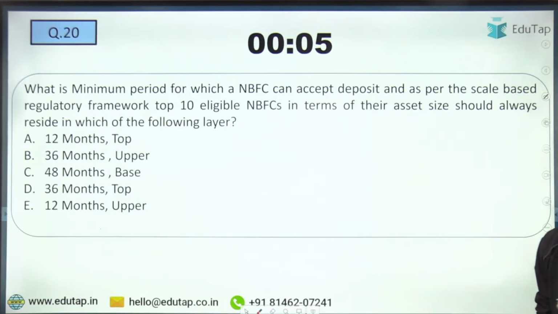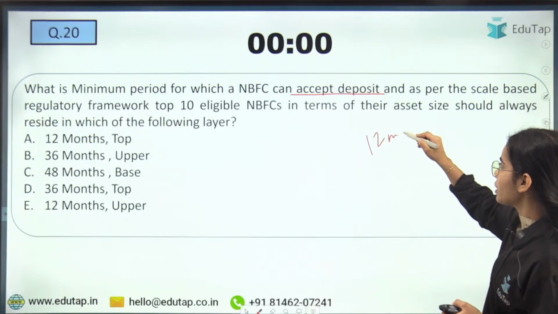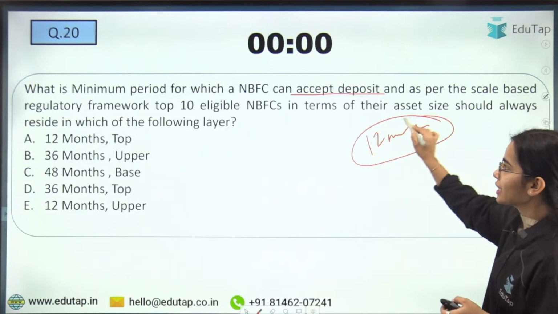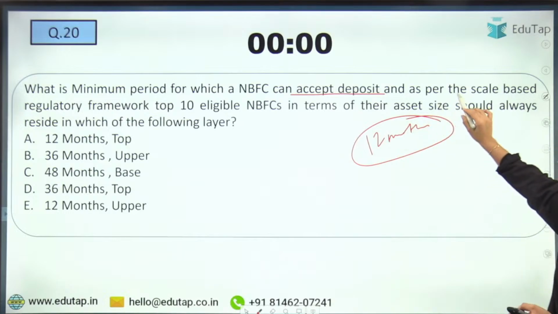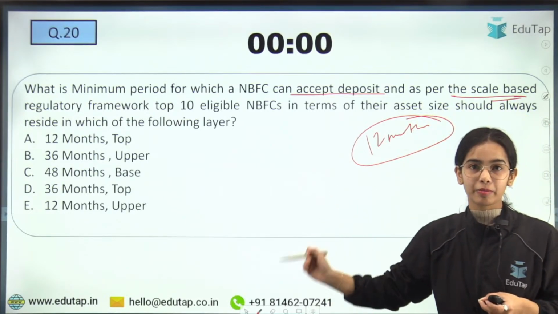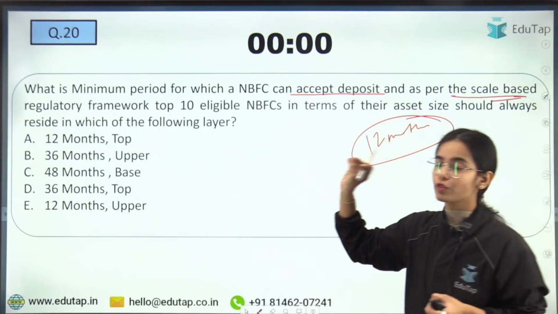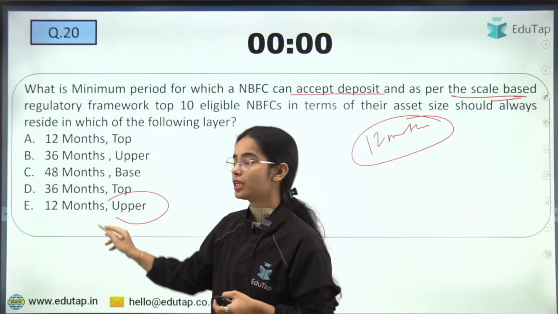What is the minimum period for which a NBFC can accept the deposit? That is 12 months. 12 months is the minimum period for which the NBFC can accept the deposits. And as per the scale-based regulatory framework, the top 10 eligible NBFCs in terms of their asset size should always reside in which of the following layer? In the upper layer. Okay.